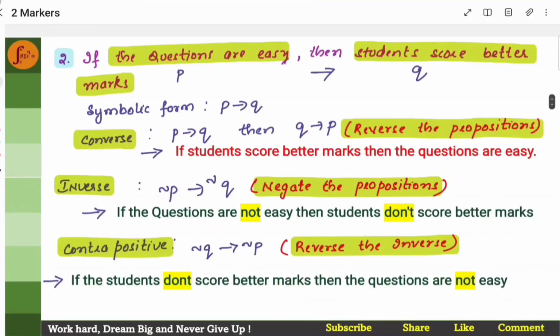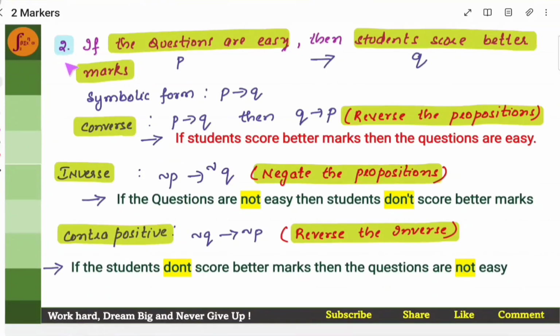I've solved these problems here. Let's go through them. So let's take this problem. If the questions are easy, then students score better marks. First, get it into the symbolic form. You first break these propositions. Split the propositions. The questions are easy, say it is proposition P. Students score better marks, proposition Q.